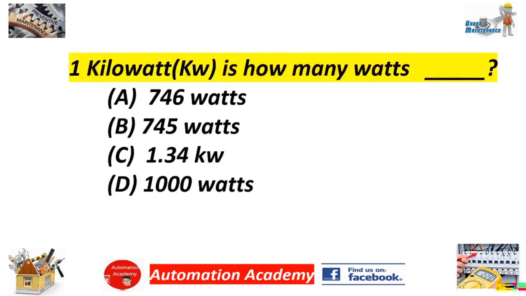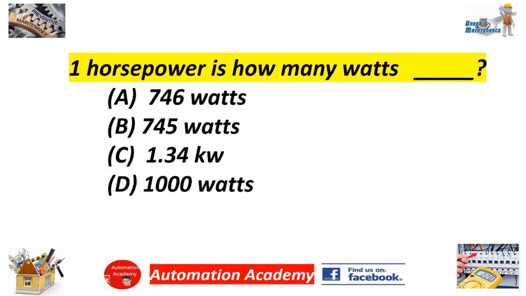Next, 1 kilowatt is how many watts? Answer, D, 1000 watts. 1 horsepower is how many watts? Answer, 746 watts.